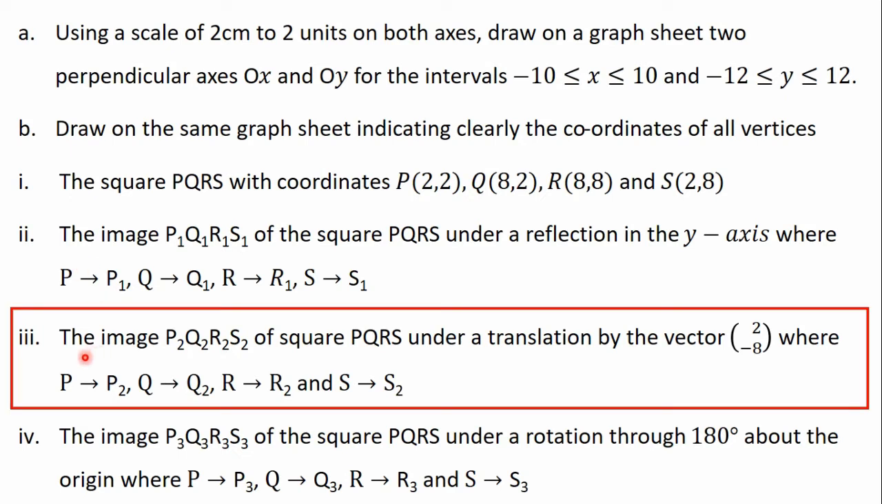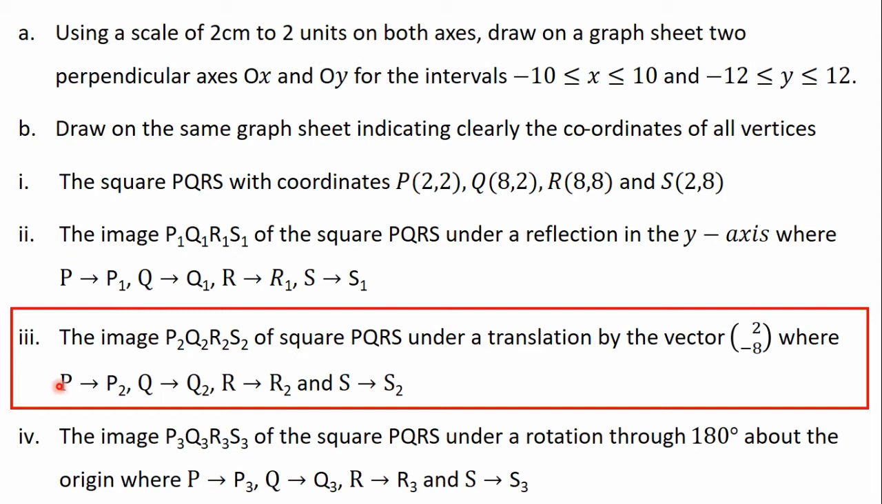It says that we should draw the image square P2, Q2, R2, S2 of square PQRS under a translation by the vector 2 minus 8, where P maps to P2, Q maps to Q2, R maps to R2, and S maps to S2. So we are going to draw the image square P2, Q2, R2, S2 by translating the square PQRS using a translation vector of 2 minus 8.